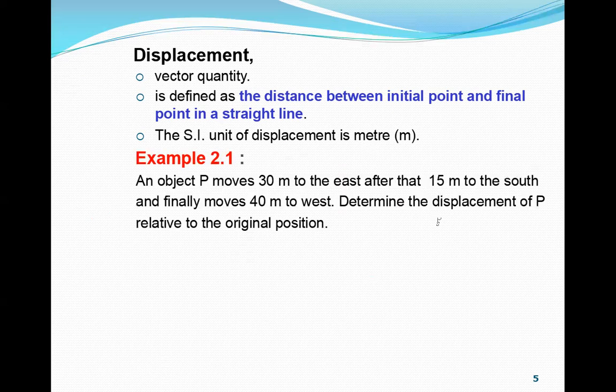For example, we have an example. An object P moved 30 meters to the east, then 15 meters to the south, and finally moves 40 meters to the west. Determine the displacement of P.